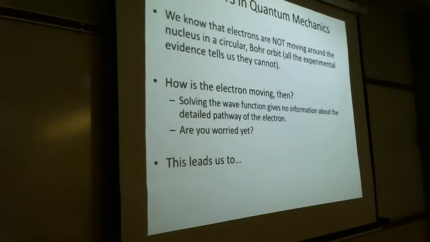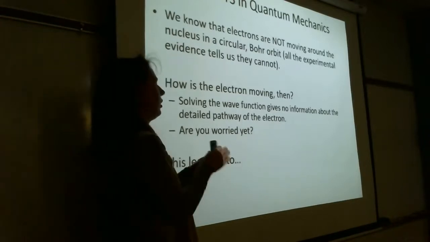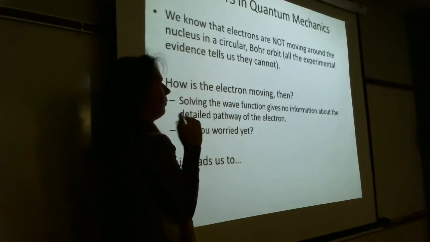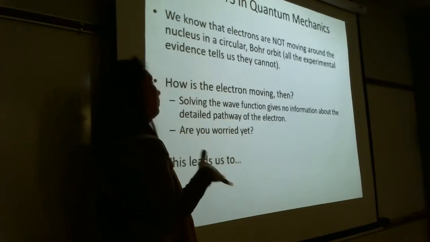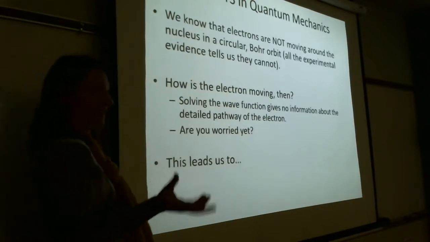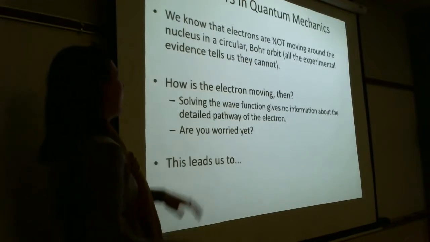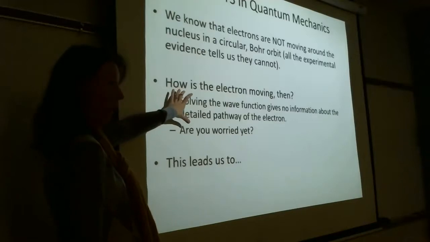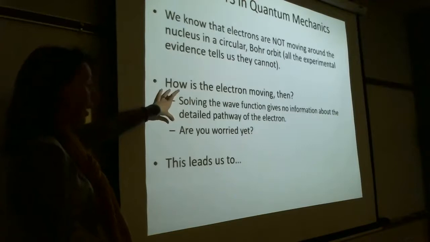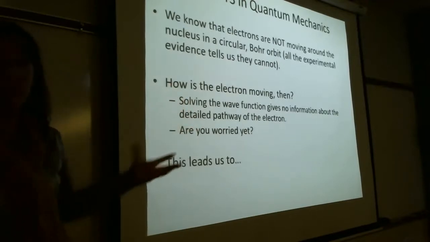So we're going to talk conceptually about the quantum mechanical model. Right, so we know that the electrons aren't in these circular Bohr orbits. They're not these perfect little circles. Classical physics doesn't support that. Based on what we learned on Wednesday, we can't use classical mechanics to describe the motion of something very, very tiny like an electron. So when we do solve the wave function, we don't get details about the path of the electron. Is that okay? Do we need to know the detailed path of the electron? Does that freak you out?